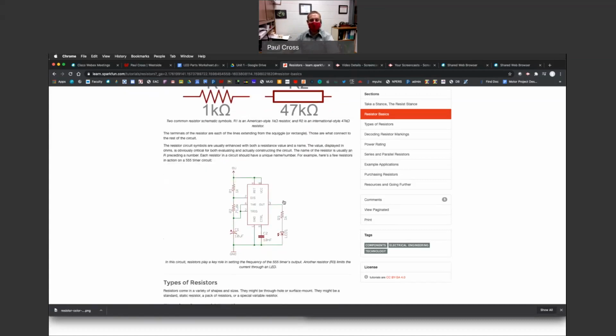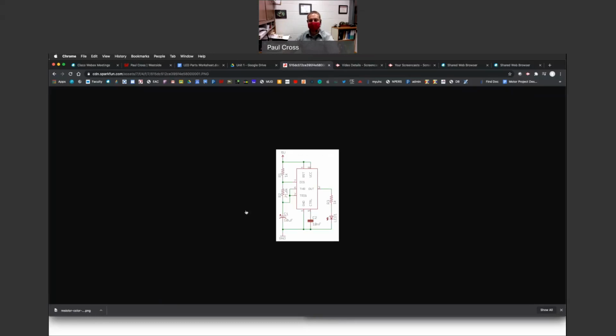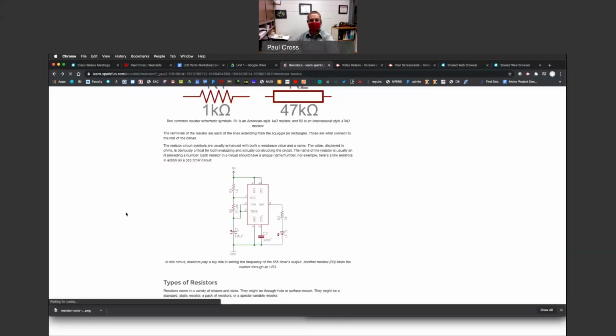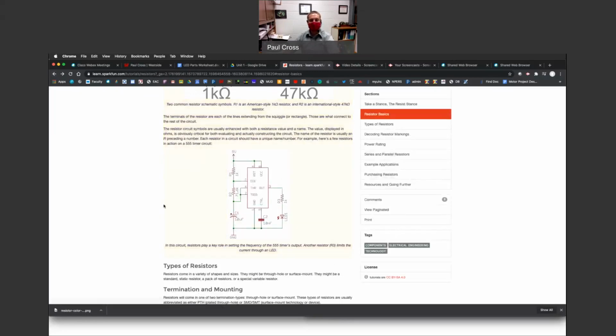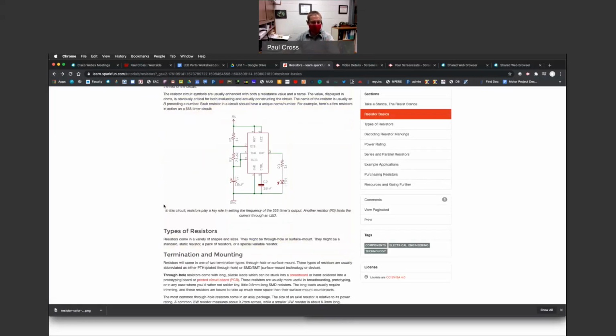If we look at this figure down here, how many resistors do you see? Hopefully you can see that there's 1, 2, and 3, and they're labeled that way. And this is going to a 555, a small chip timer that goes in the middle of a breadboard. So we use these little resistors all the time.